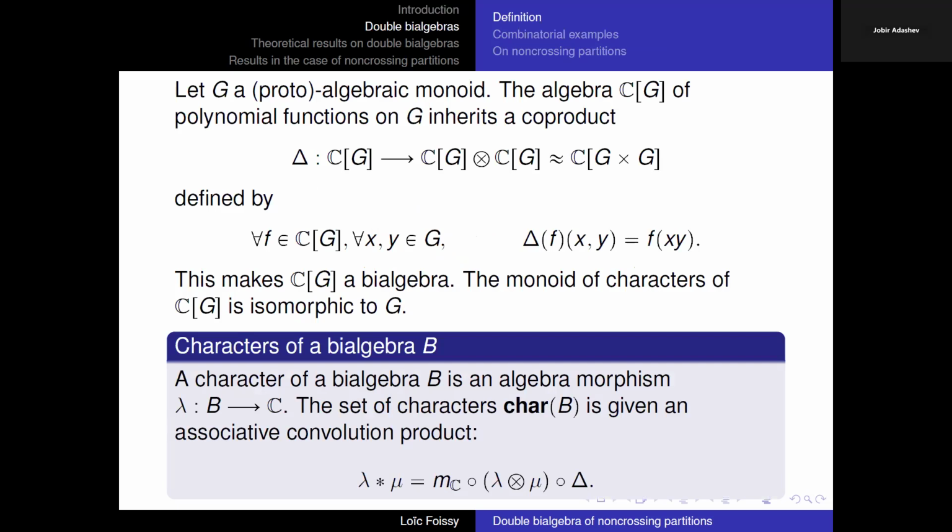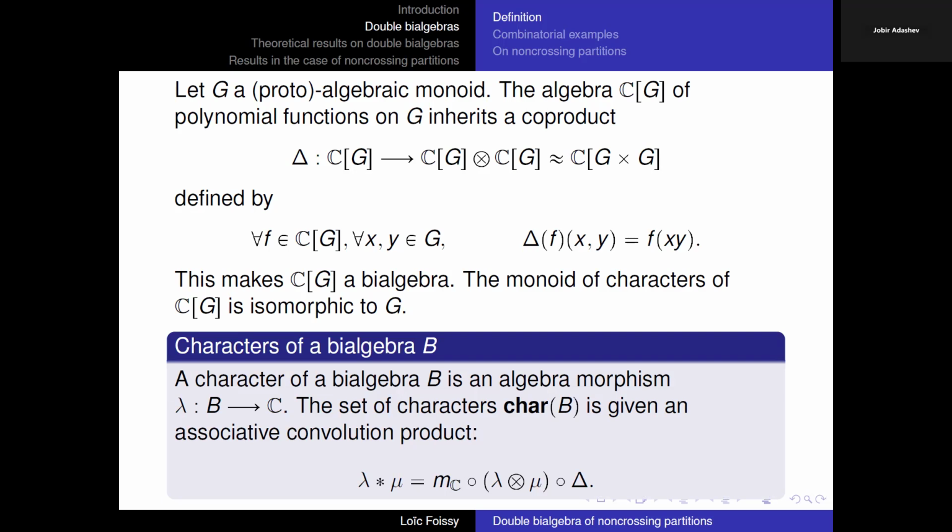So this was for the motivation from free probabilities. And now I'm turning to bialgebras and double bialgebras. So I start with a quite classical object. You take an algebraic group, or if you want to be a little bit more general, an algebraic monoid. So what does this mean?